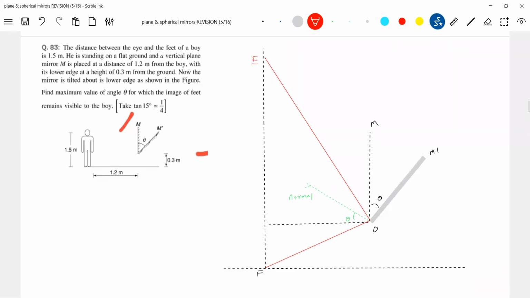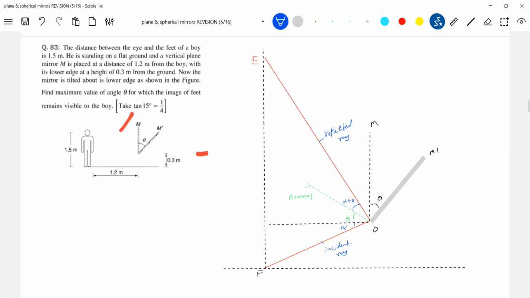Okay, please look at the diagram. If you are aware of this, this will be much easier for you. Now what is the angle of incidence? This is some angle, I don't know this angle, so let me call it alpha. Then this should be alpha plus theta, because theta plus alpha is the angle of incidence. So this is the incident ray, and this is the reflected ray.